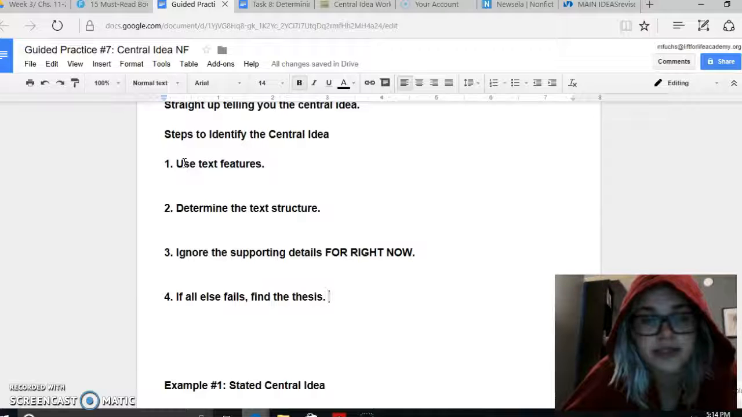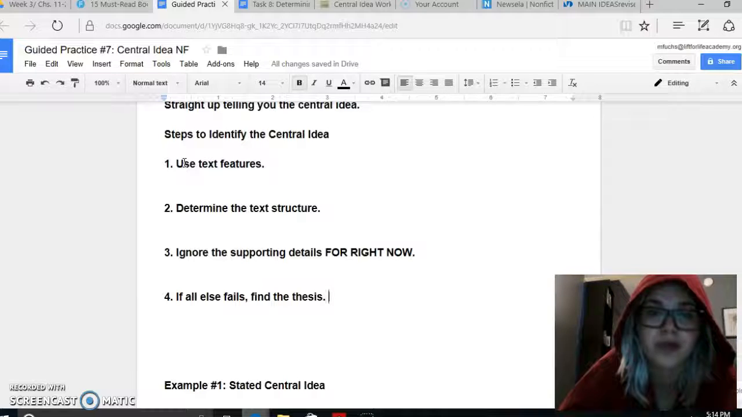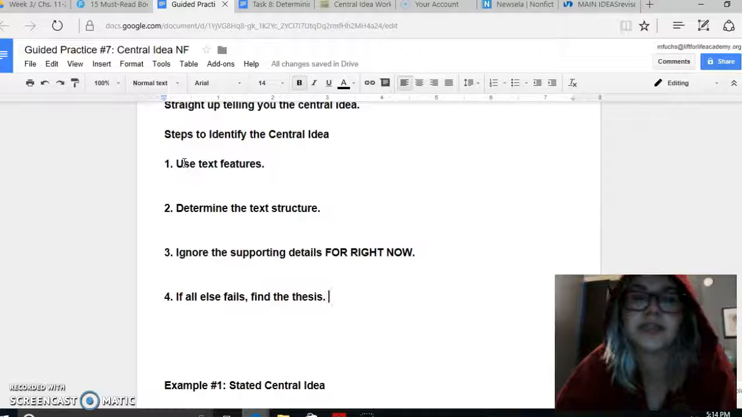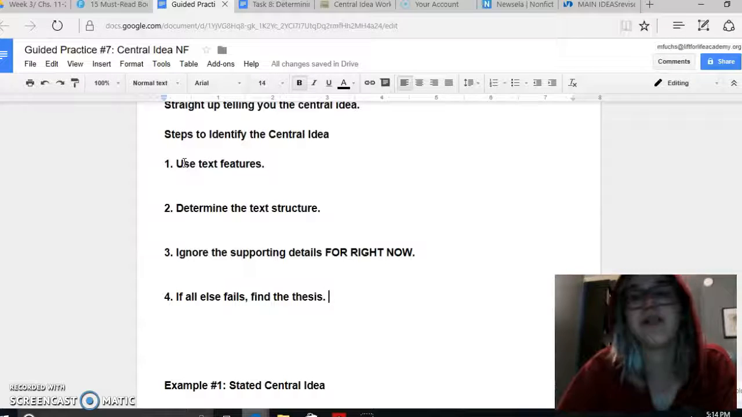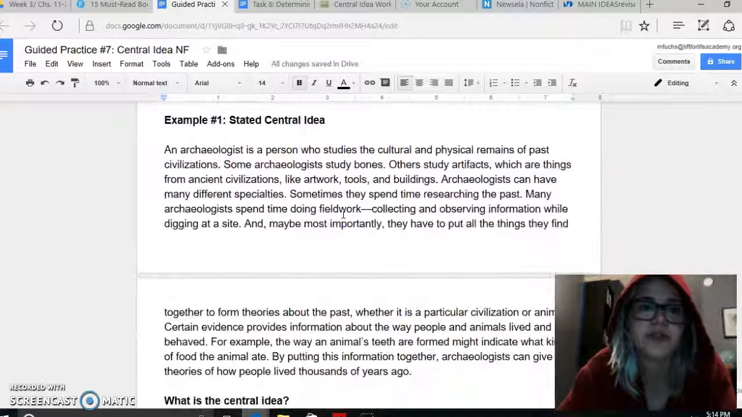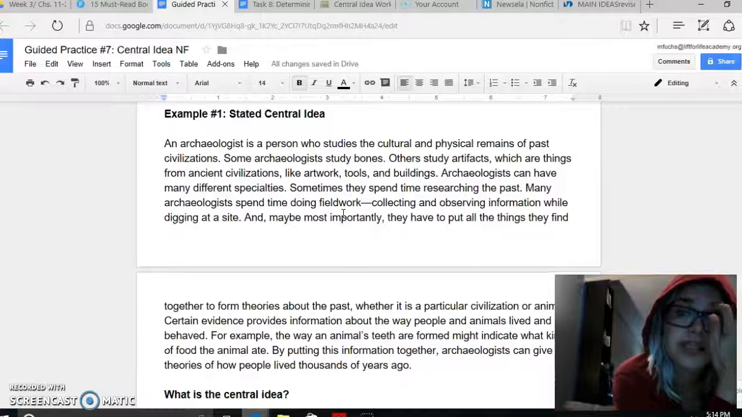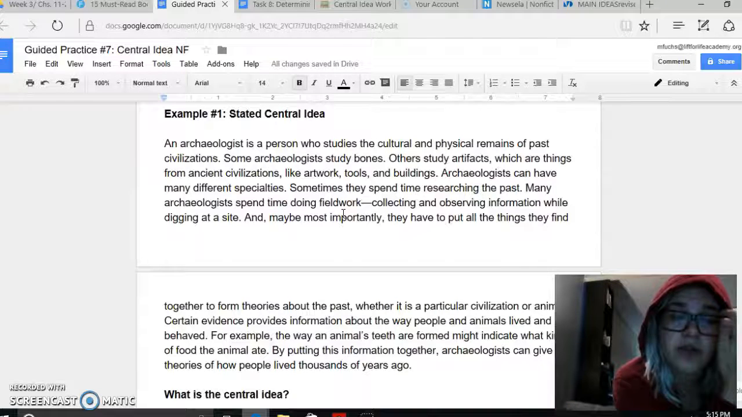If you are analyzing somebody else's essay, your central idea should be right there for you because it should be in the thesis. But again, in the real world, when you're actually reading a lot of stuff, most of the time it's not going to just be like, this is going to be about this. That would be way too easy, right? So we have two examples here we're going to do together. This one talks about the stated central idea. So, follow along while I read this to you.